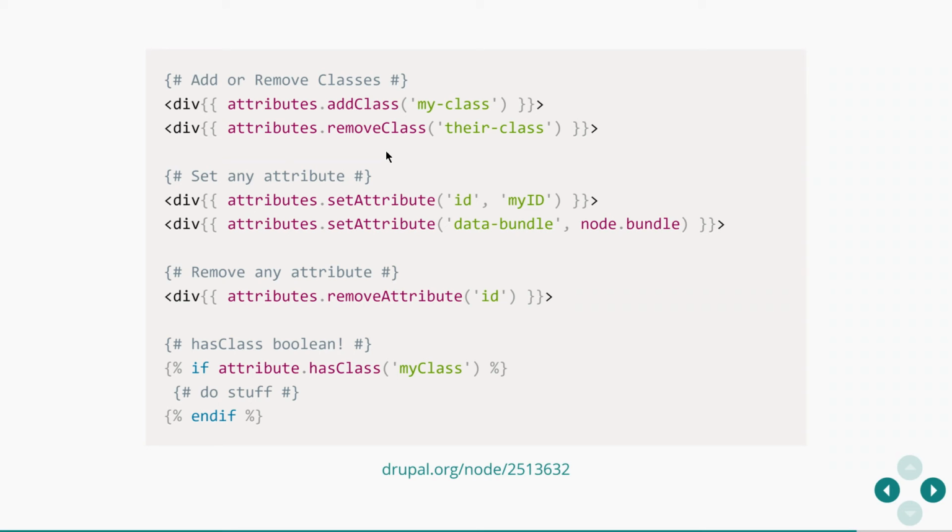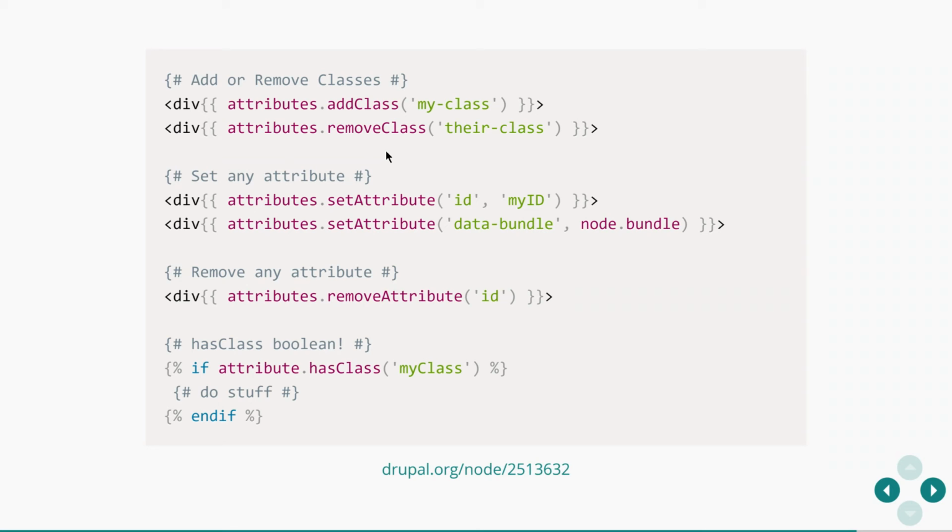Nice. So yeah, and you can set arbitrary attributes, so there's no special method, at least there wasn't for ID. So you can do set attribute ID and then whatever ID you wanted. But you could do stuff like data attributes, data bundle, and you could set it to be the node.bundle value, which will be article, blog post, whatever your content type is, now bundle.